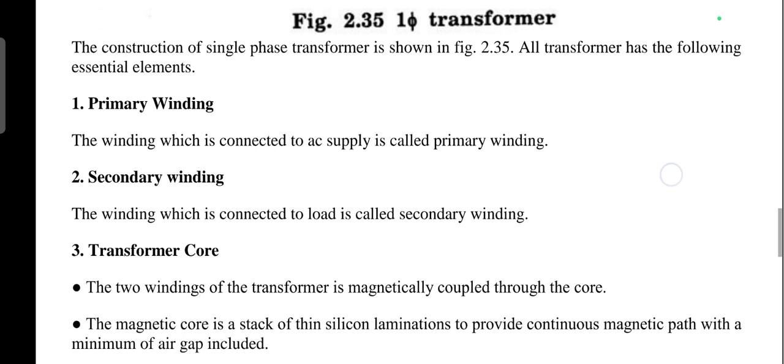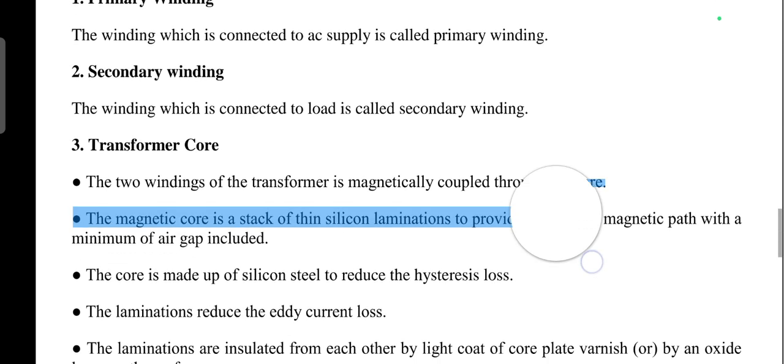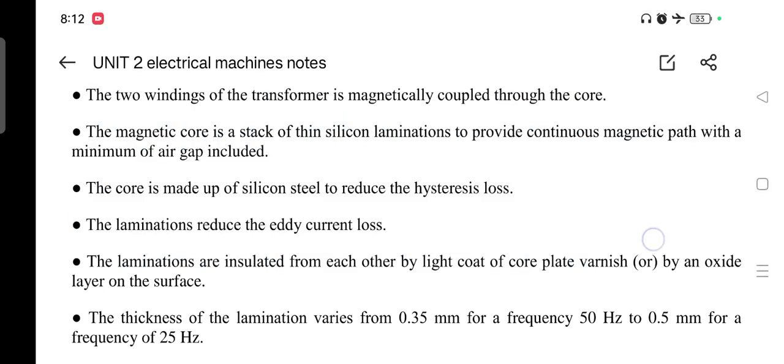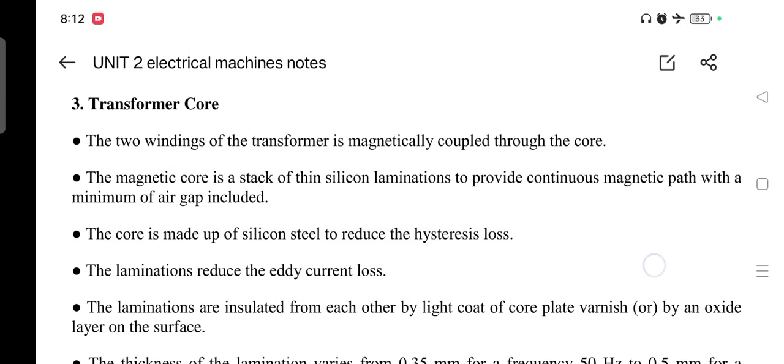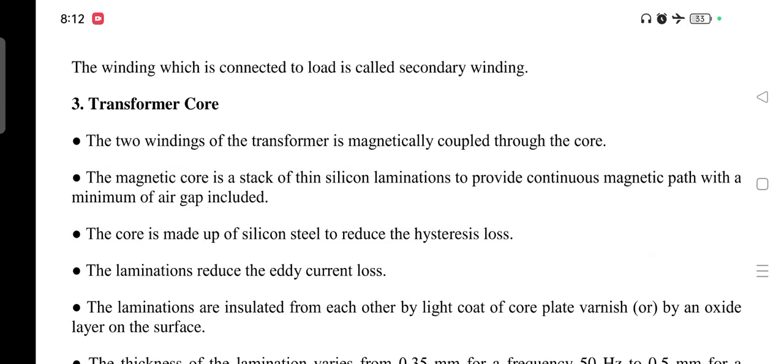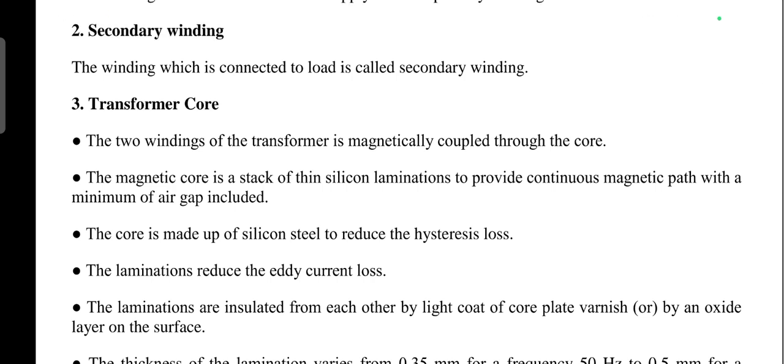So in the construction of the transformer, we can see the detailed version. For a single phase transformer, there is a primary winding, which is the winding connected to the AC supply, and the secondary winding, which is the winding connected to the load. And then the third one is the transformer core.